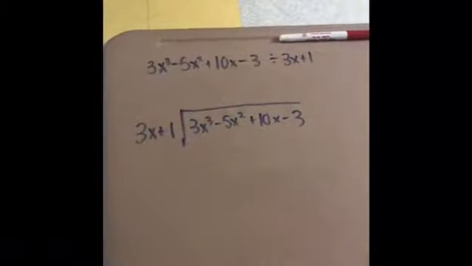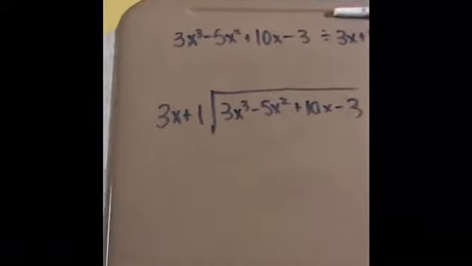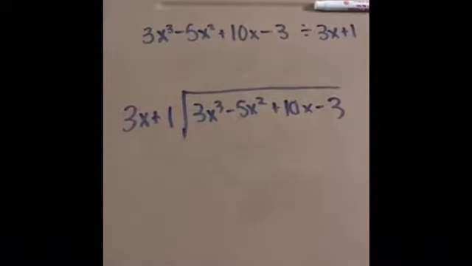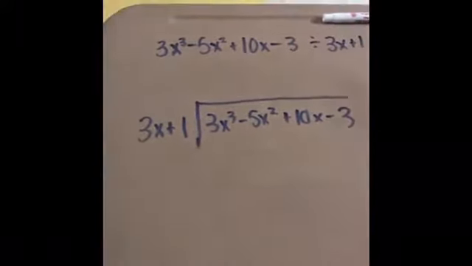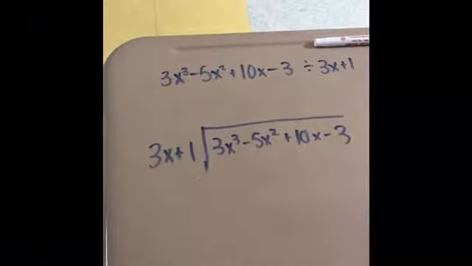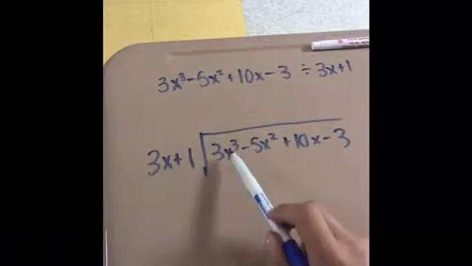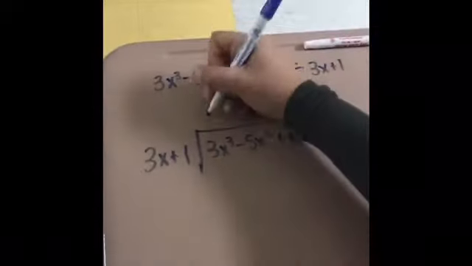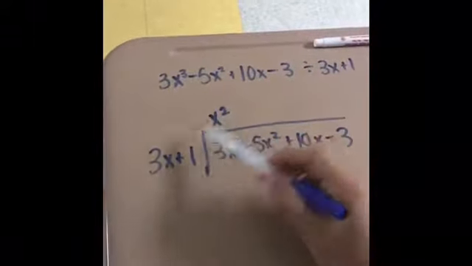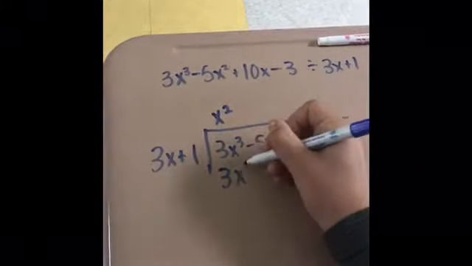Okay, so this is another polynomial long division problem, and this time it's going to have a remainder. So the problem is 3x cubed minus 5x squared plus 10x minus 3 divided by 3x plus 1. So you're going to start by putting this on the outside and this term on the inside. And the first thing you're going to do is see how many times this term goes into this term. And when you do that, you get x squared. And the next step is to multiply this by this, and you should get 3x cubed.